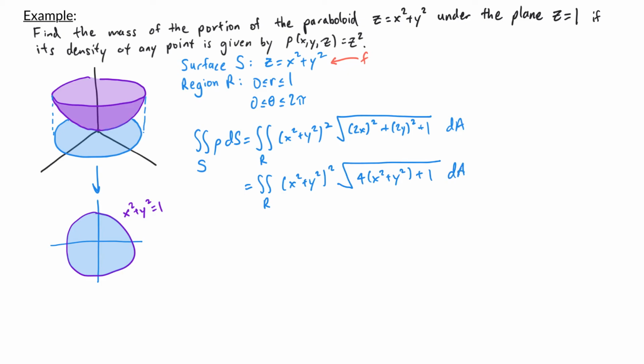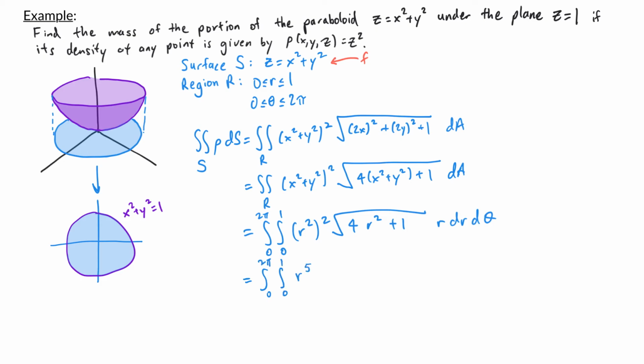Now if I write this double integral in polar coordinates, x squared plus y squared gets replaced with r squared. So I have r squared squared times the square root of 4r squared plus 1. And then for dA, we need an r dr d theta. My r values go from 0 to 1, and my thetas go from 0 to 2 pi. So we have the integral from 0 to 2 pi, integral from 0 to 1 of r to the 5th times the square root of 4r squared plus 1 dr d theta.